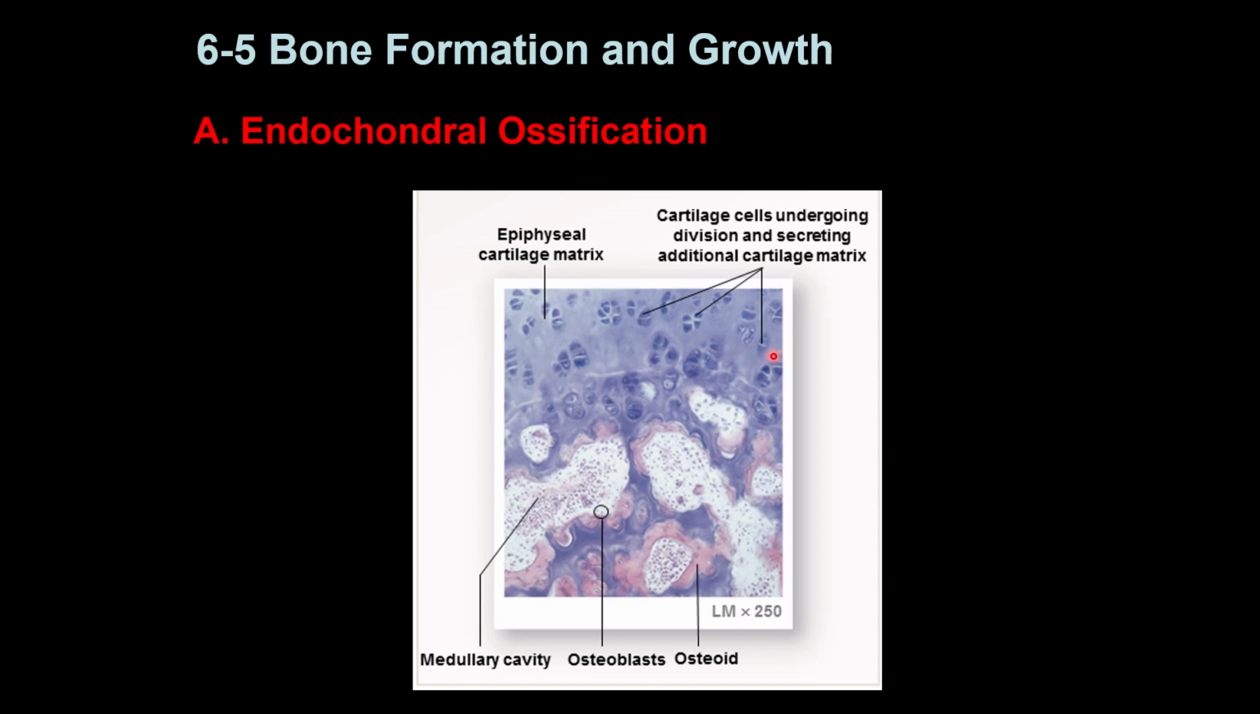So this is the histology picture of endochondral ossification. This area is the cartilage area. This is the cartilage matrix. And this area that you see, these are the lacunae. Inside the lacunae, you have chondrocytes. You have chondrocytes here.